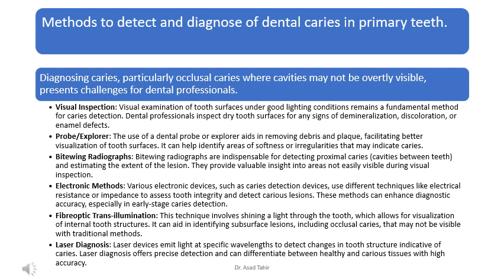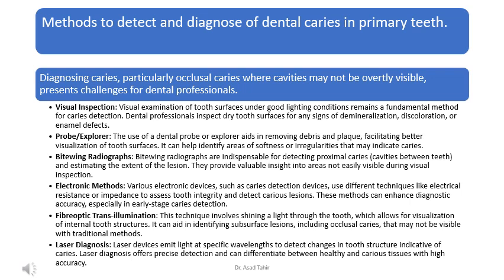Fiber-optic transillumination. This technique involves shining a light through the tooth, which allows for visualization of internal tooth structures. It can aid in identifying subsurface lesions, including occlusal caries, that may not be visible with traditional methods. Laser diagnosis. Laser devices emit light at specific wavelengths to detect changes in tooth structure indicative of caries. Laser diagnosis offers precise detection and can differentiate between healthy and carious tissues with high accuracy.